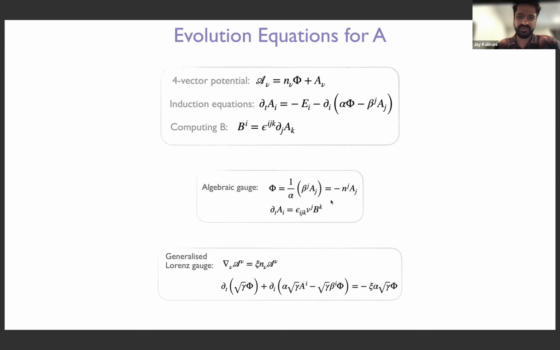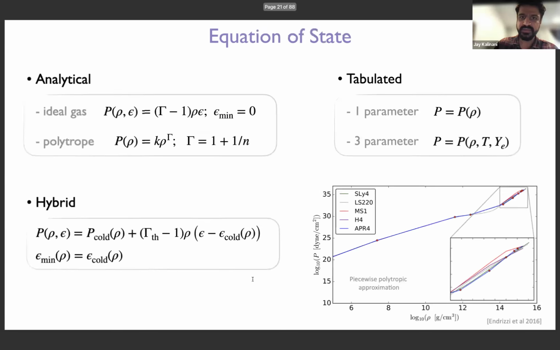For example, the algebraic gauge, where you set phi equal to this. And then there is also a more robust gauge, which is called the generalized Lorenz gauge, where you have this equation for the covariant divergence of the vector potential, written like this. And in this case, you also need to evolve an extra evolution equation for the scalar potential like this.